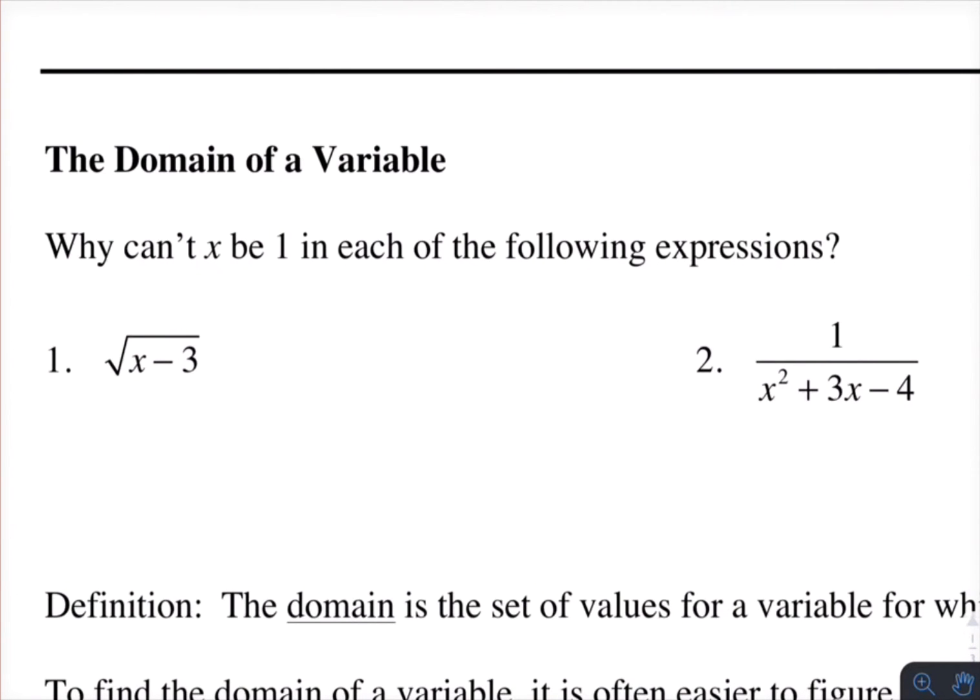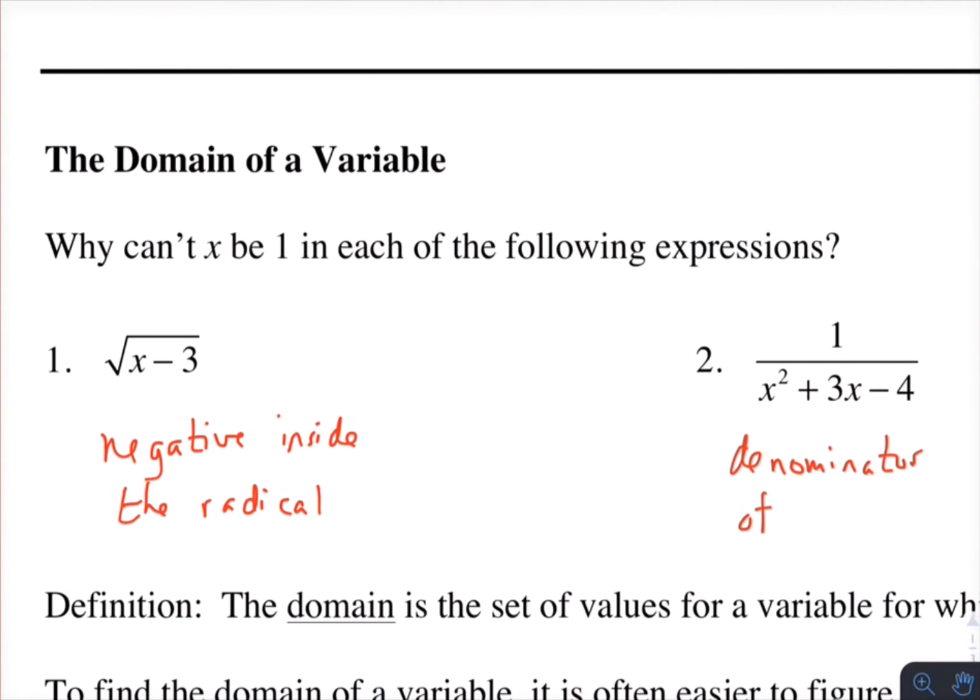In the first one, we would get a negative inside the radical. And for the second one, we would get a denominator of 0. So in each case, those would be undefined.